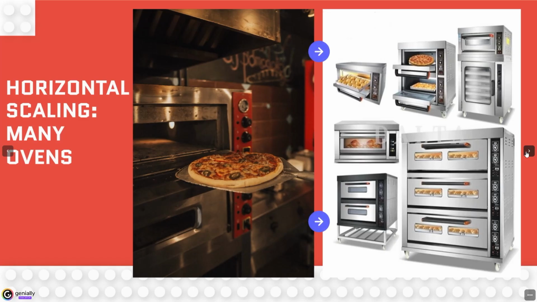So, horizontal scaling, or many ovens. Next, they tried horizontal scaling. Instead of relying on one big oven, they bought multiple ovens. Each oven could bake a moderate number of pizzas, but together they could handle a lot more.